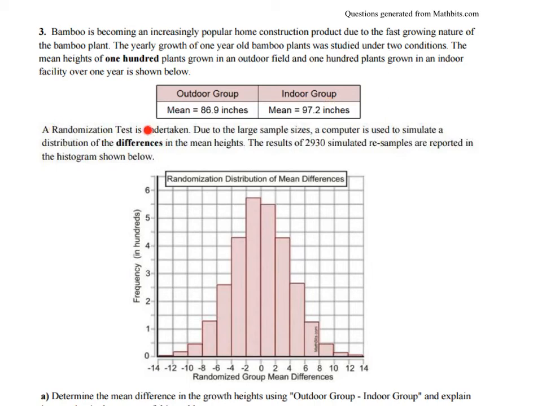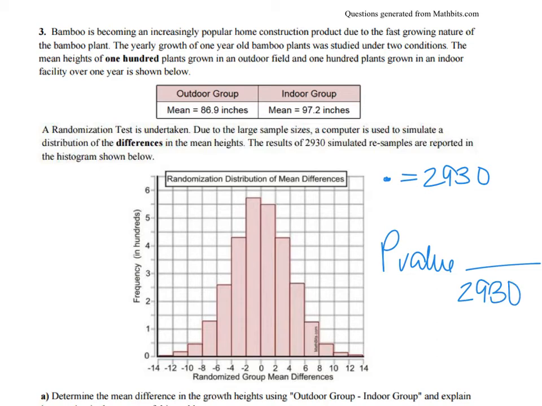A randomization test is undertaken. Due to the large sample size, a computer is used to simulate a distribution of the differences. Like I said before, sometimes they use a computer to make their lives easier. In the mean heights, there are 2,930 simulations. So that means like on the dot plot, there were 2,930. And that's what we're going to divide by when we find our p-value. We're going to use that as our divisor. And they reported the resampling in the histogram shown below.